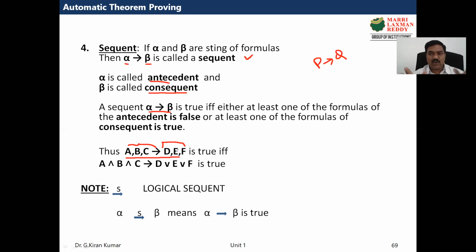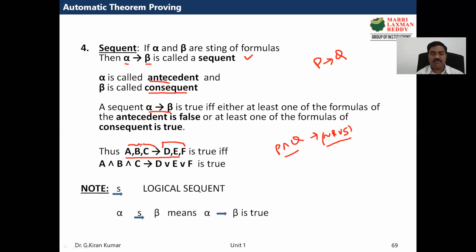Earlier, with implication, we didn't have a left side and right side of strings; they were propositional functions. That is the difference. Let's say something like P and Q implies negation of R, S. We write an implication like this, where the left-hand side is a propositional function and the right-hand side is a propositional function. Whereas in a sequent, the left-hand side is a string of formulas and the right-hand side is also a string of formulas. What is a string of formulas? The variables separated with commas, any number of variables.